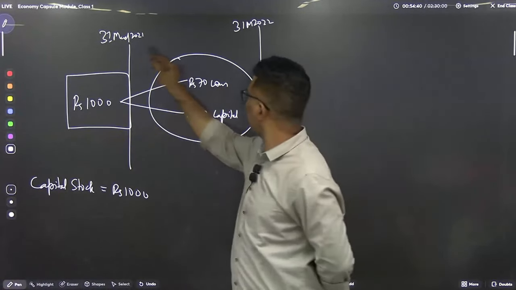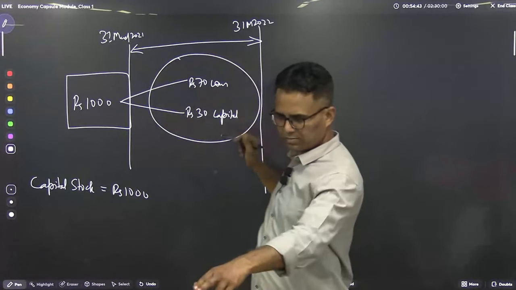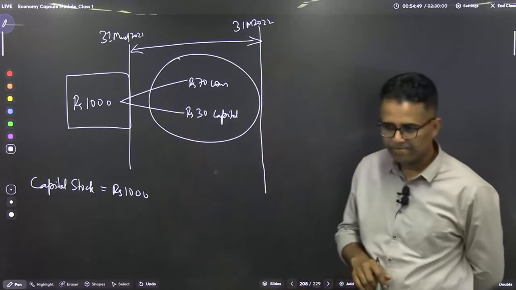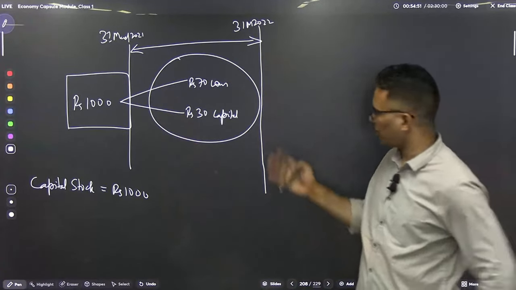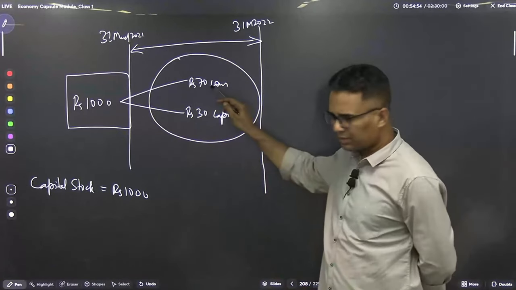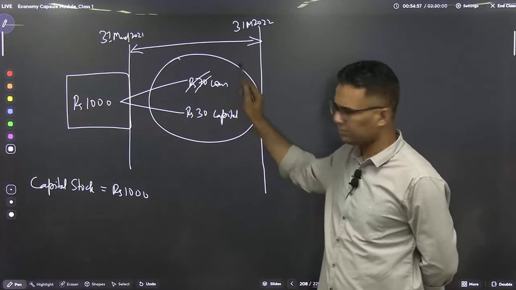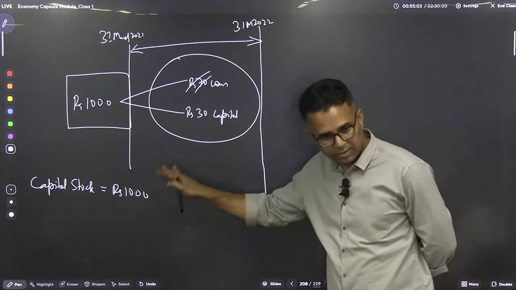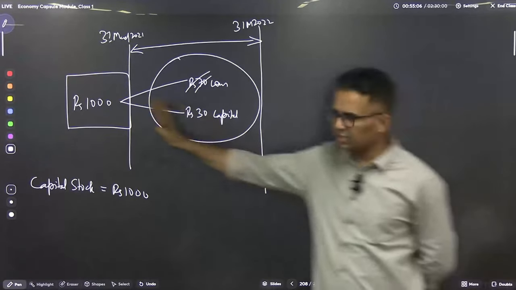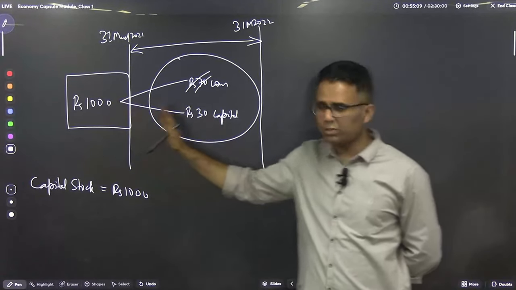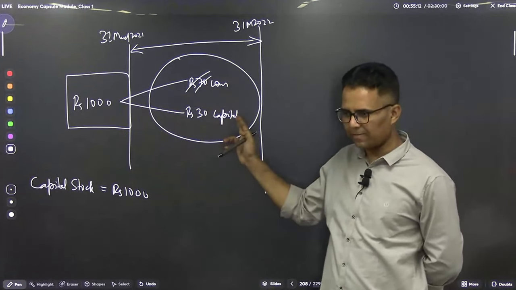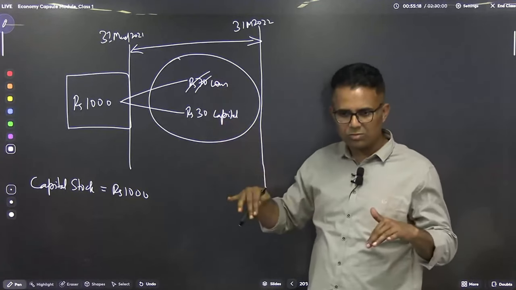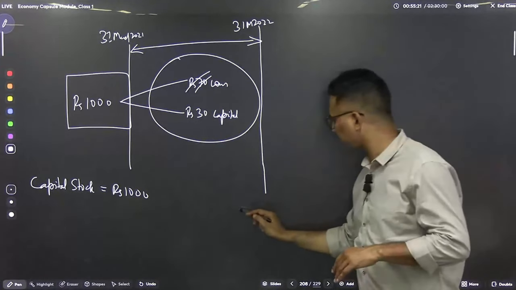What is the investment in this year? 30. Production of capital goods is 30. So this will get consumed, like a burger. But this is a machine, it will get added to the capital stock. We already have machines worth rupees 1000. This machine produced some consumption goods and some capital goods. Consumption goods will get consumed. This will remain in the economy. So now on 31st March 2022, what is the capital stock?